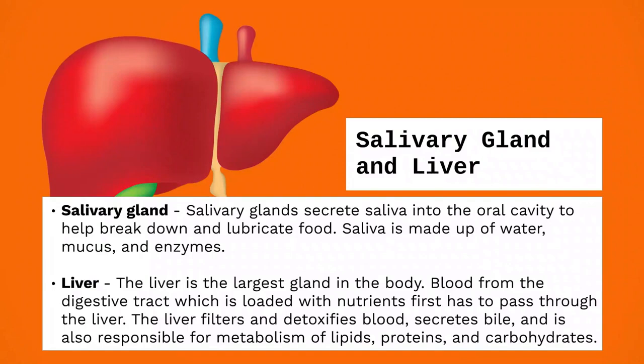The liver is the largest gland in the body. Blood from the digestive tract, which is loaded with nutrients, first has to pass through the liver. The liver filters and detoxifies the blood, secretes bile, which helps with digestion and excretion, and is also responsible for the metabolism of lipids, proteins, and carbohydrates. So our liver does a lot for keeping us healthy.